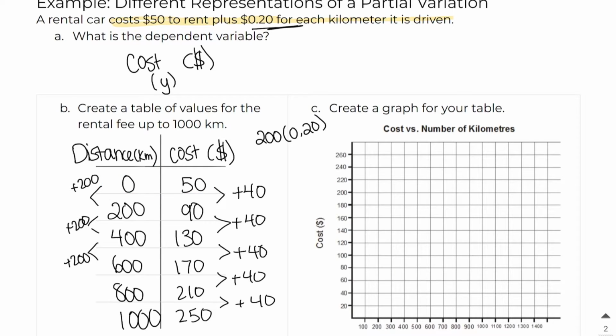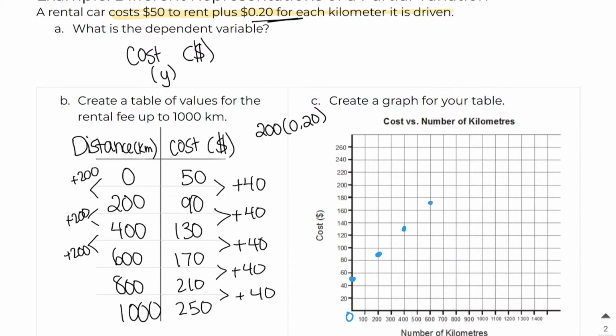So I will go to 0 kilometers right here, and I know that I'm going to pay $50. So I can put a point at $50. I know 200 kilometers will be $90. I know 400 kilometers will be $130. 600 kilometers would be $170. 800 kilometers would be $210. And 1,000 kilometers would be at $250. And we will draw a line through these dots to demonstrate what's happening here.